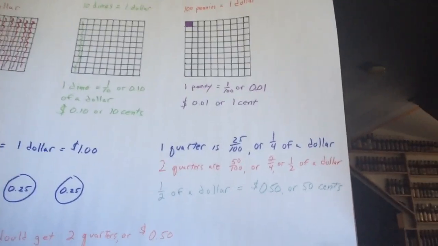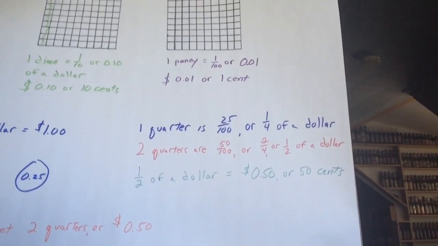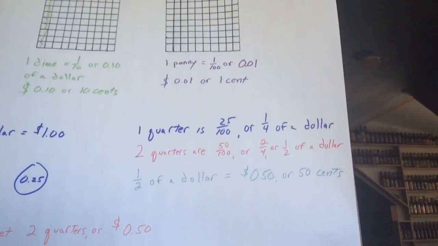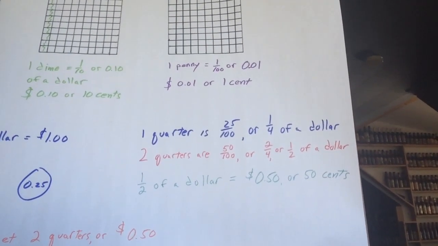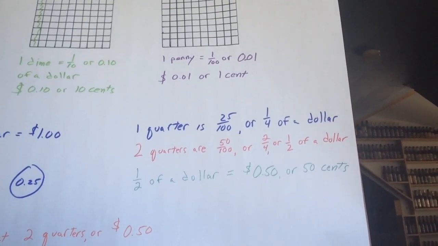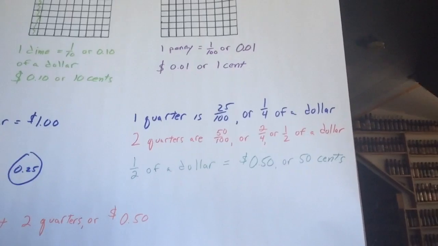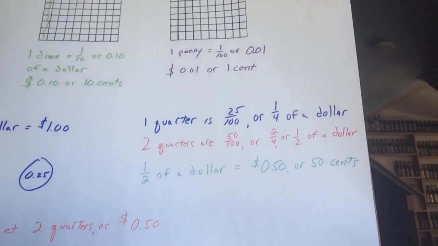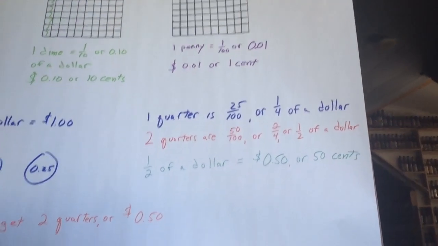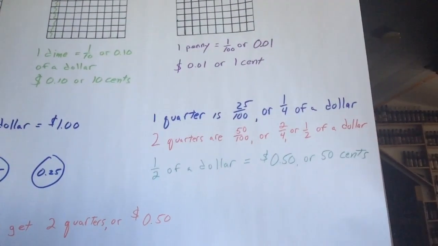And to the right over here, if you notice, we have our breakdown of 1 quarter is 25 hundredths, or 1/4 of a dollar. 2 quarters, 50 hundredths, or 2/4, or 1/2 of a dollar. And finally, 1/2 of a dollar equals 0.50, 50 hundredths, or as we say when we're talking about money, 50 cents. So that is lesson 9.4.